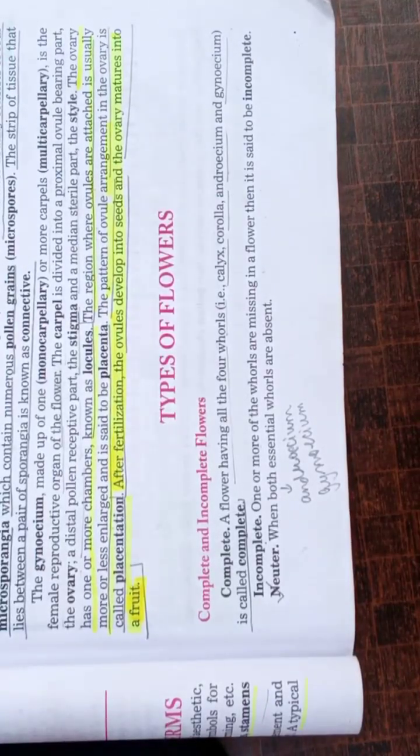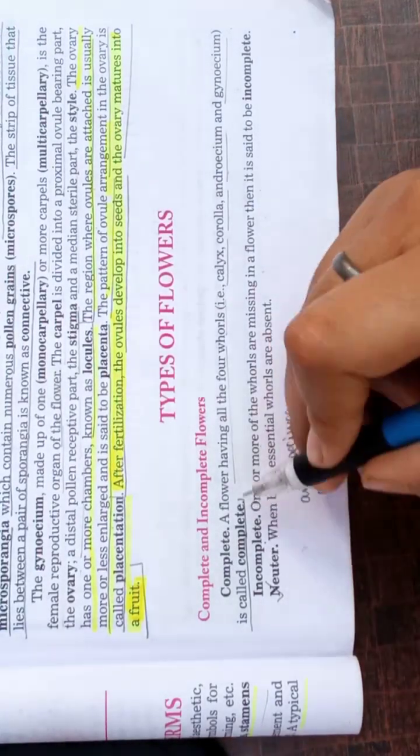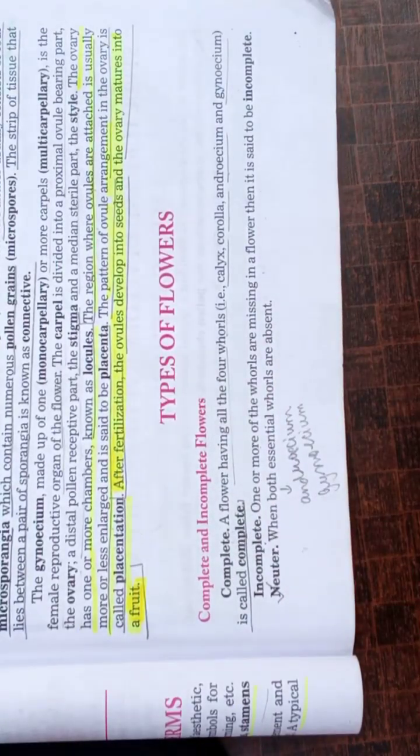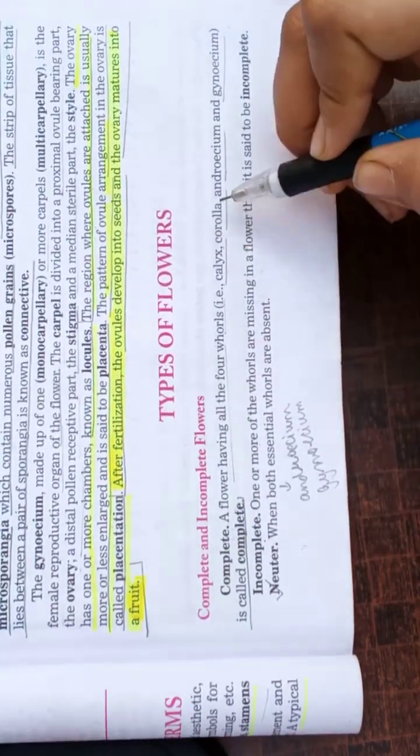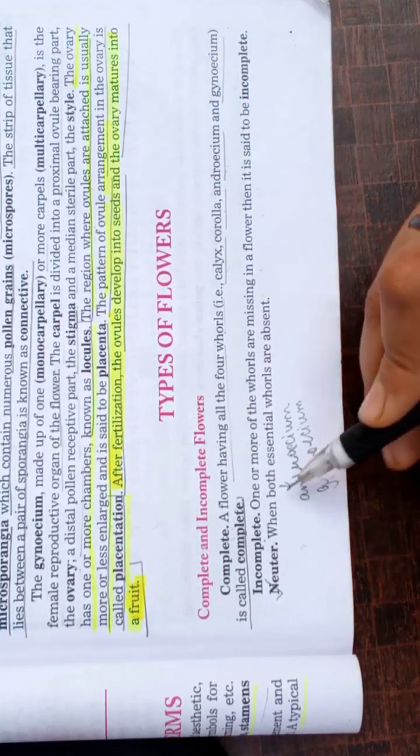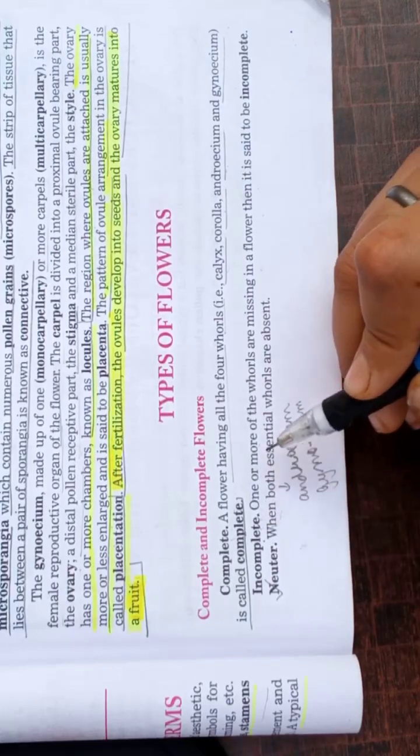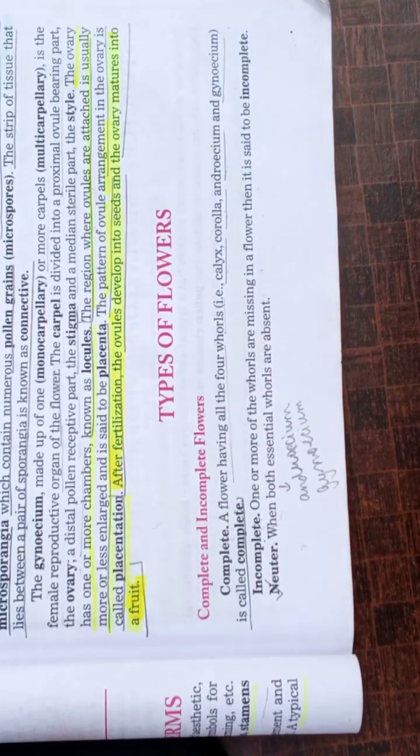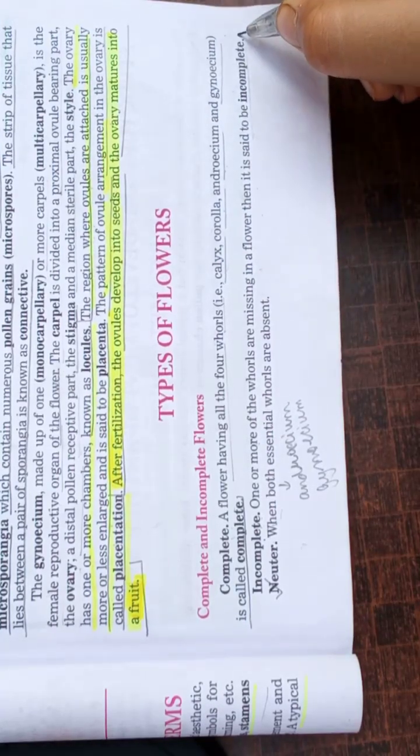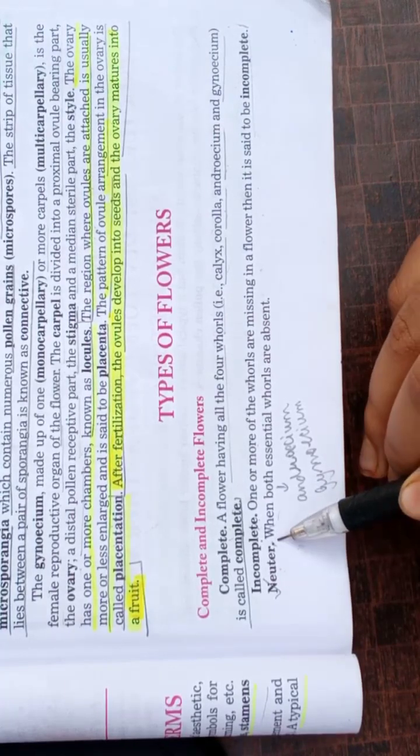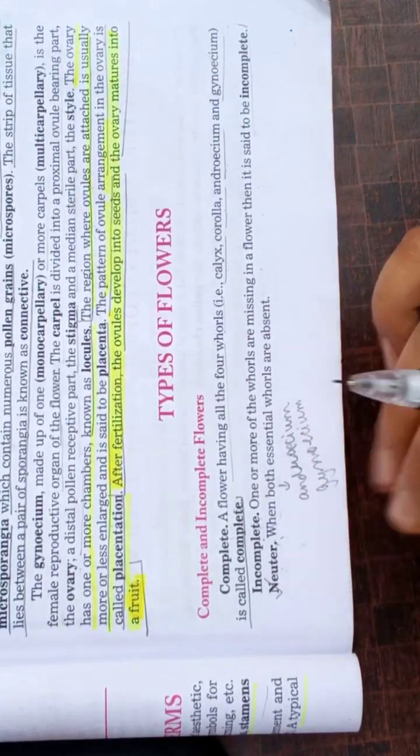Now we will move towards the types of flowers. A flower is said to be complete when it has all four whorls, that is calyx, corolla, androecium and gynoecium. And the flower is said to be incomplete when it has one or more whorls missing. Then, what is a neutral flower? A neutral flower is a flower which has both essential whorls missing.